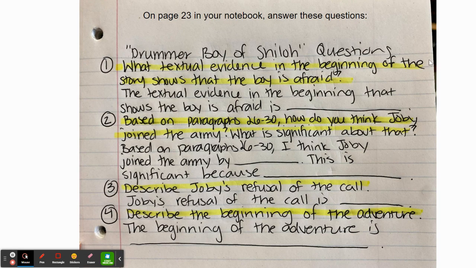Okay, once you and your partner have finished reading the entire story, you're going to go to page 23 in your notebook, and you're going to answer these 4 questions. You do not need to write down the question that's highlighted, but you do need to use the sentence frames to answer the question. Make sure you're answering the questions completely and thoughtfully.